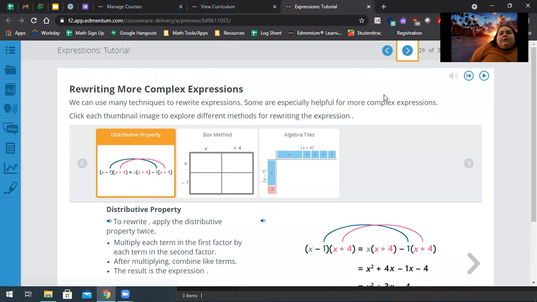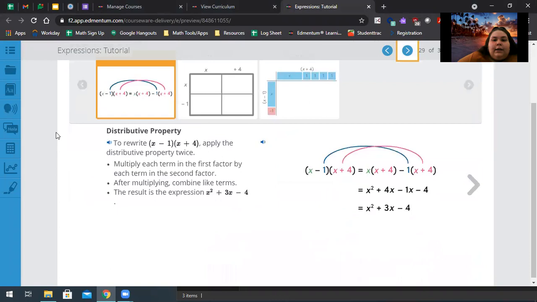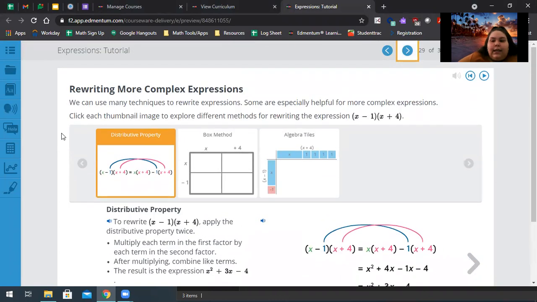Let's go ahead and move on to slide 29. So rewriting more complex expressions. So x minus 1 and x plus 4. When we're multiplying that, there are 3 different ways that they go over it. The first one is distribution property, but I have a different name for distribution property, especially when you're dealing with two binomials, because each parentheses has 2 terms. I like to call it the banana method, which I will show you right now.